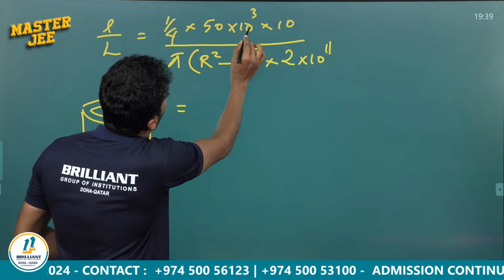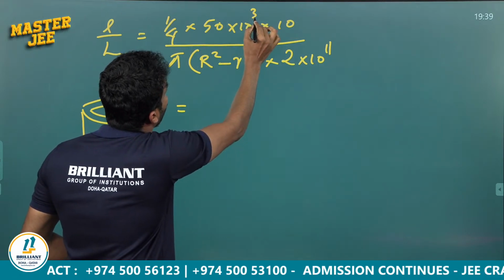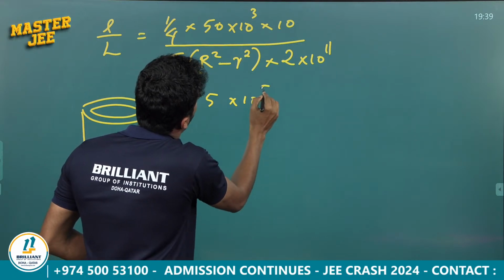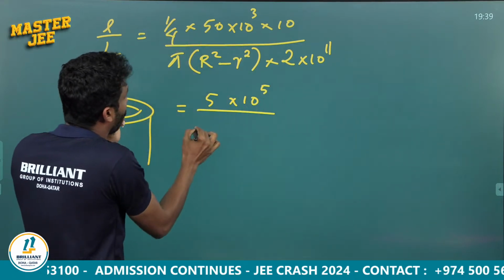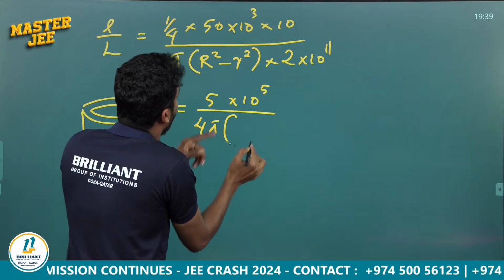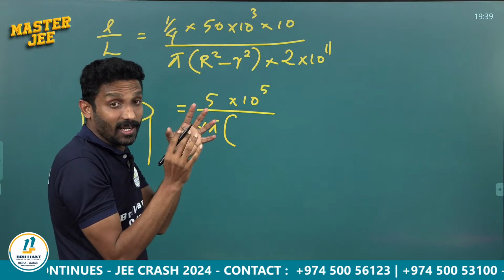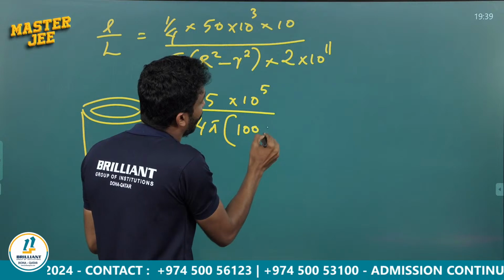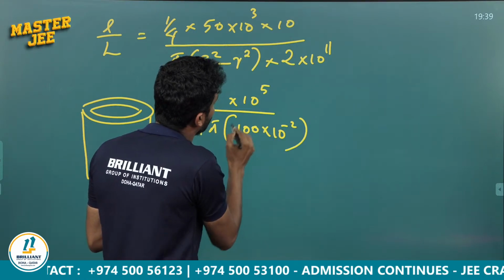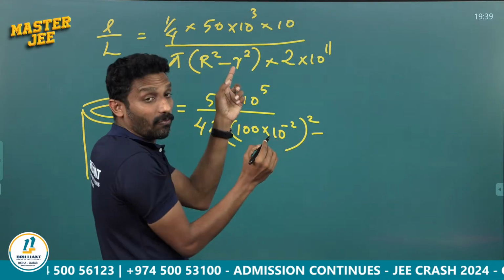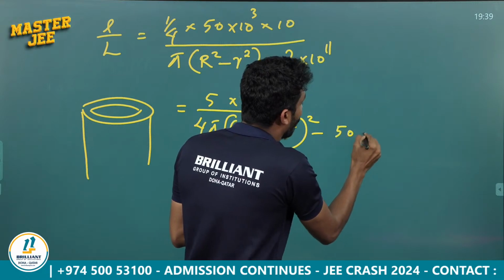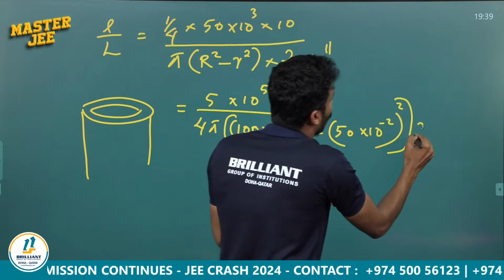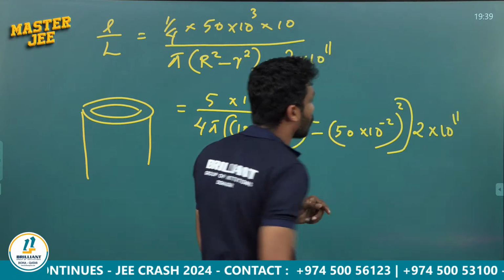5 into 10 raised to 5 divided by 4 pi into, this is 100 centimeter whole square, 100 into 10 power minus 2, the square, minus, this is 50 centimeter whole square, 50 into 10 raised to minus 2 whole square. Then 2 into 10 raised to 11.